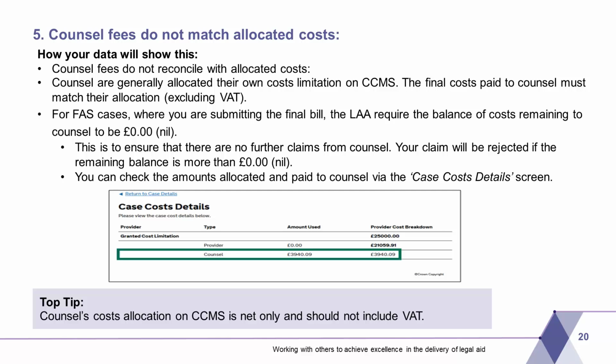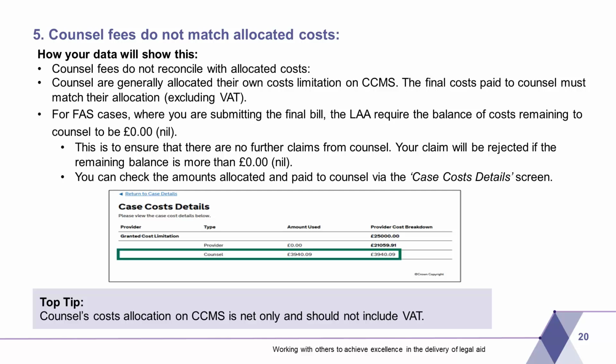The reason for that is council aren't contracted to the LAA in the same way solicitors are, and with them being instructed by the solicitor, our caseworkers will only know if there are further claims forthcoming from council by way of reference to the cost allocation and the amount paid. So having a remaining cost allocation for council where the balance does not match that allocation indicates to our caseworkers that there are likely further claims forthcoming from council. That's why we ask that the amount paid match council's cost allocation and the balance remaining is zero.